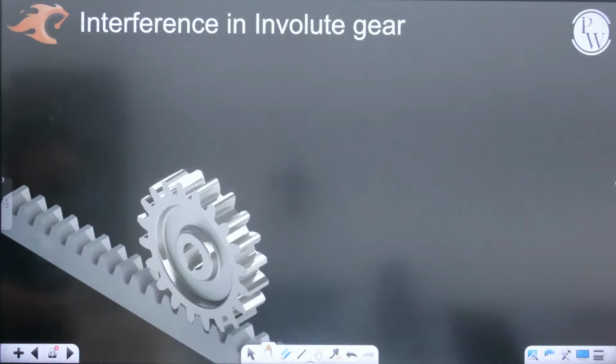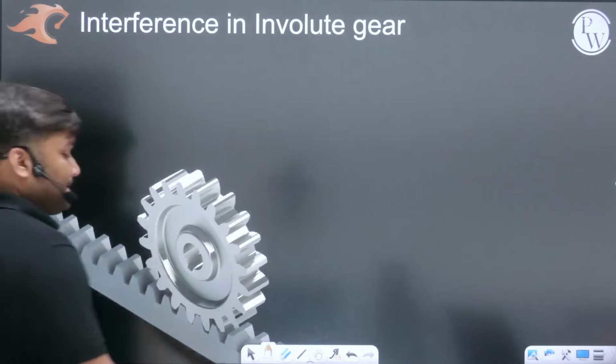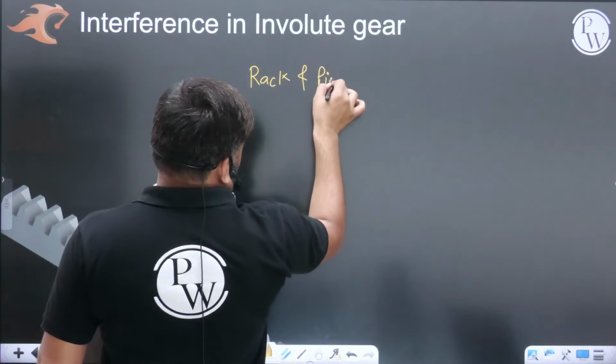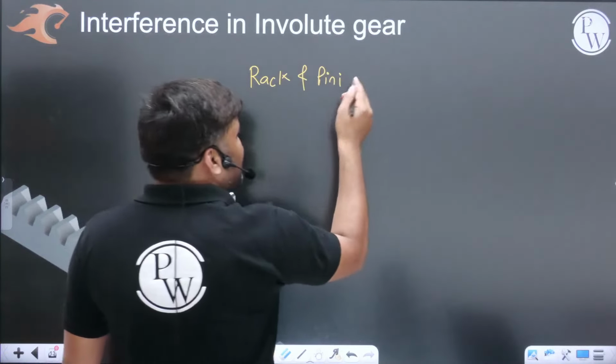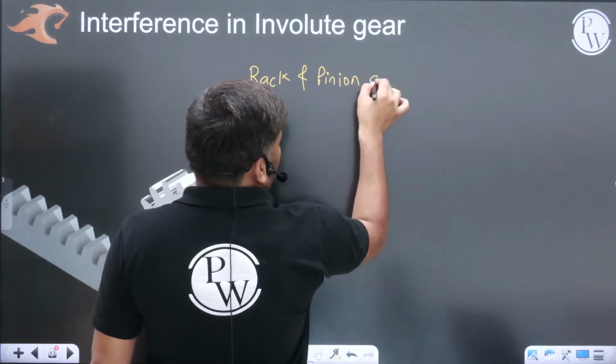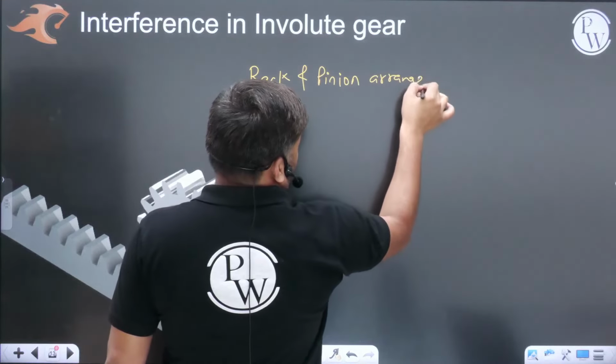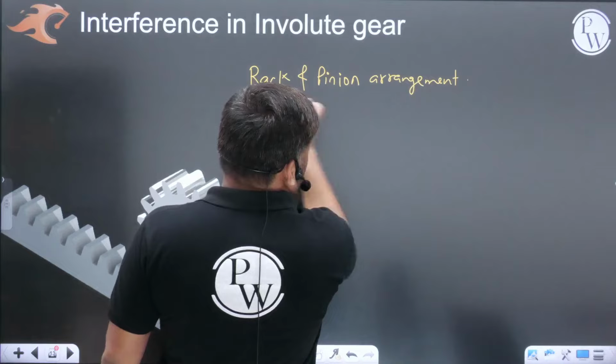Sometimes a special arrangement is also there, which many of you already know. We call it rack and pinion, beta. Rack and pinion arrangement. And in the rack and pinion arrangement, the format of the formulas is going to change a little bit. Rack and pinion arrangement. Careful.